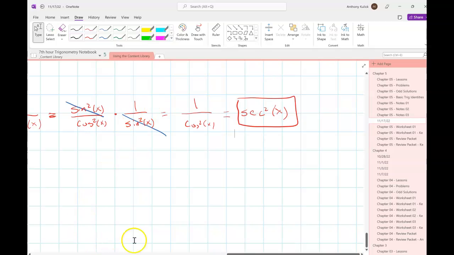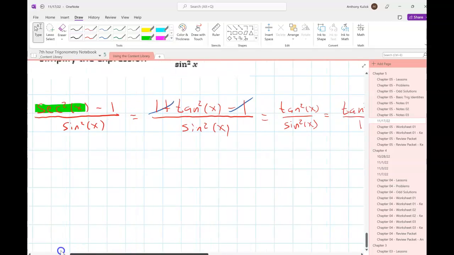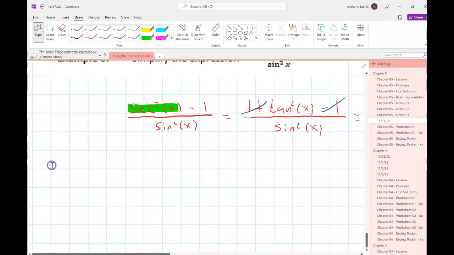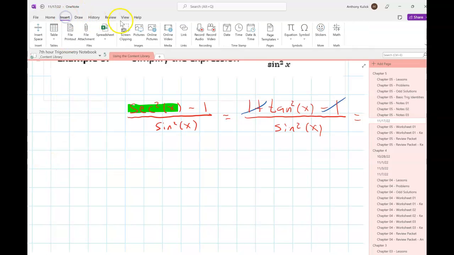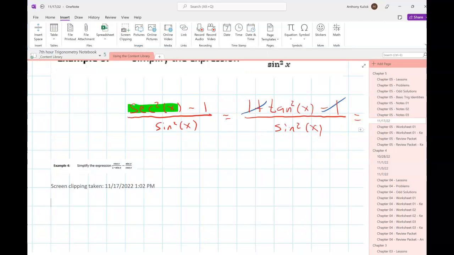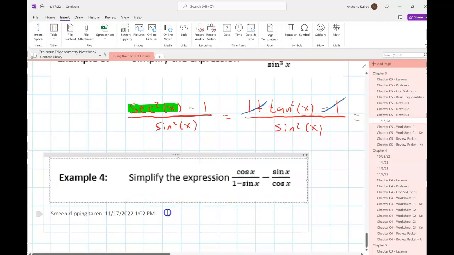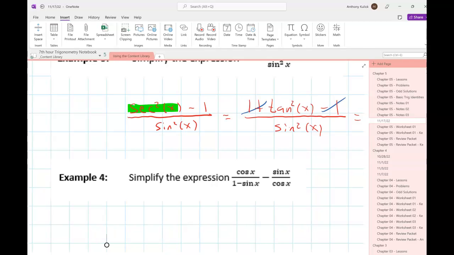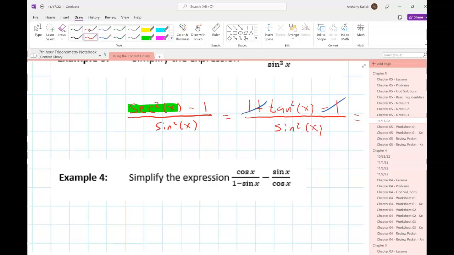I got more examples. Let's do another one. All right. Simplify the expression: cosine x over 1 minus sine x over cosine x.